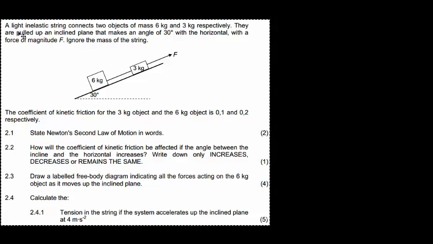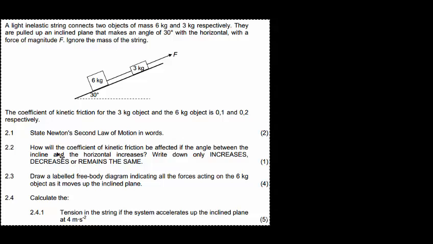Okay, so what we have is a light inelastic cord connects two objects. Here they have the objects, so 6 kilogram and 3 kilogram. They are pulled up an inclined plane that makes an angle of 30 degrees with the horizontal. Okay, great. With the force of magnitude F, ignoring the mass of the string. Okay, so we don't need to consider the mass there. The coefficient of friction for the 3 kilogram and for the 6 kilogram is 0.1 and 0.2 respectively, 0.1 being for 3 and 0.2 for 6 kilogram.